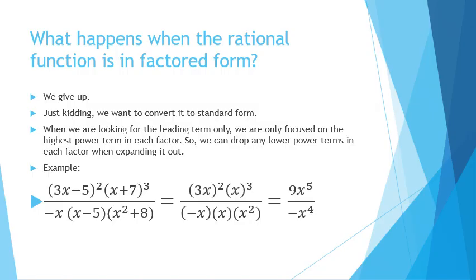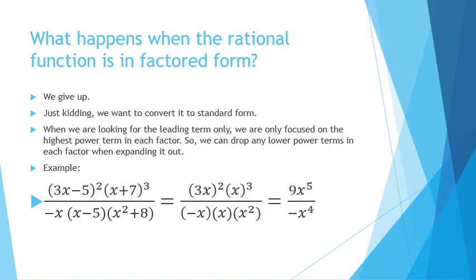All right, so we've only looked at equations that are in standard form, which is nice and easy to tell end behavior. But what happens when the rational function is in factored form? We give up. Psych, I'm just kidding. You don't want to give up, right? You want to just convert it to standard form.